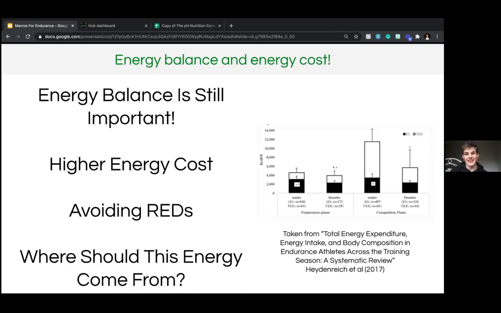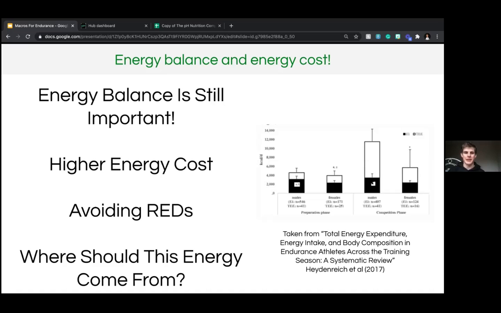And then in the competition phase, this is when you've got people prepping to run marathons and that kind of thing. The energy expenditure is still up here at 10,000 calories per day, and their intake is still down here, which is significantly less than what they're expending, obviously. So there you've got that danger of energy deficiency, that drop in performance. So the first point is just, hey, energy balance still matters.